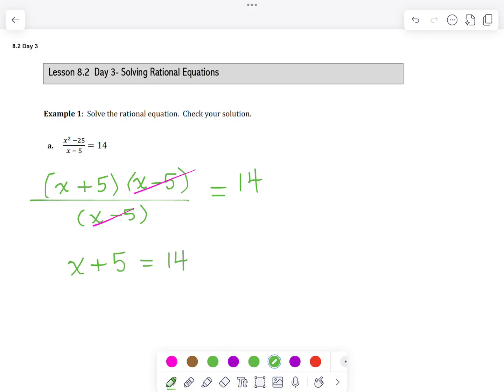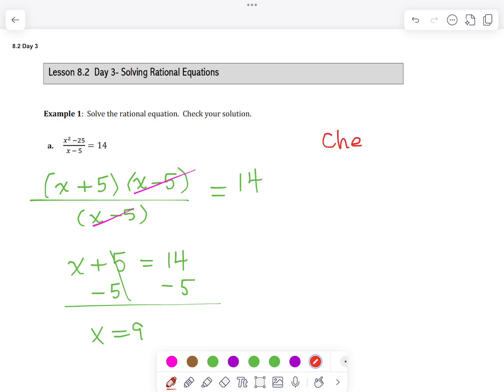So now we have a linear equation that we can solve by undoing. So we're going to go ahead and subtract 5 from both sides. And we get x equals 9. Now we're going to go ahead and check our solution.